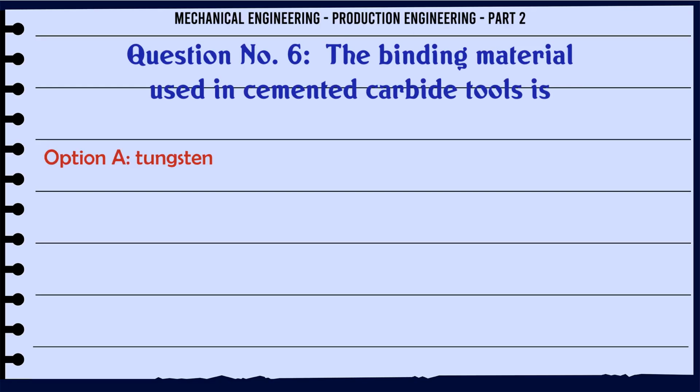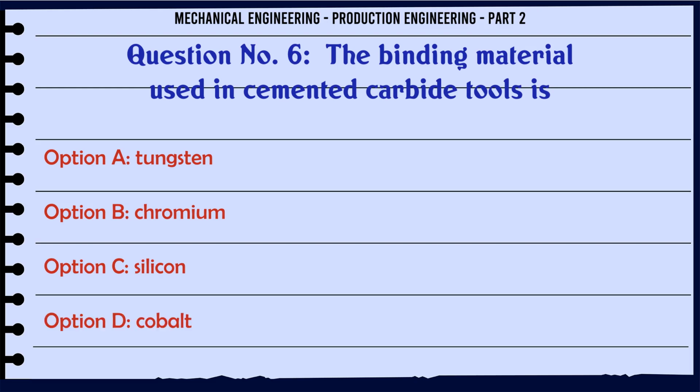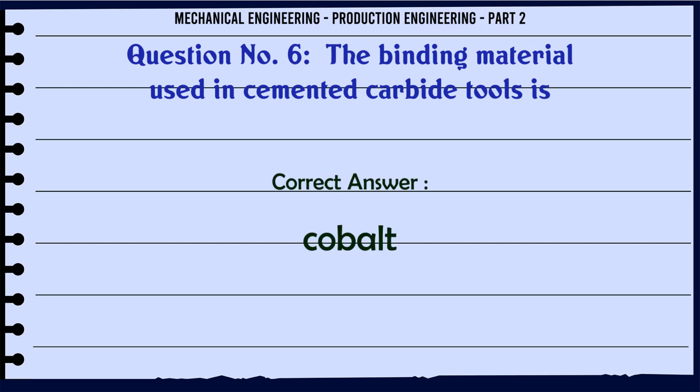The binding material used in cemented carbide tools is A. Tungsten. B. Chromium. C. Silicon. D. Cobalt. The correct answer is cobalt.